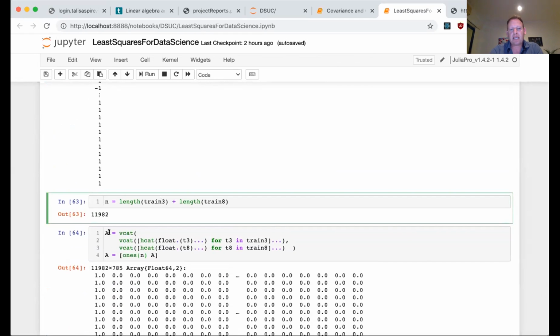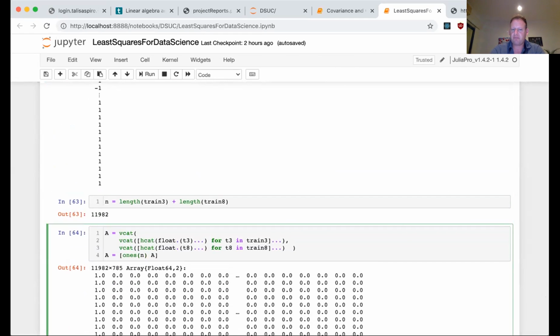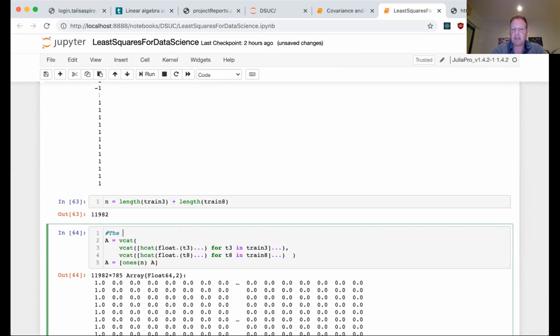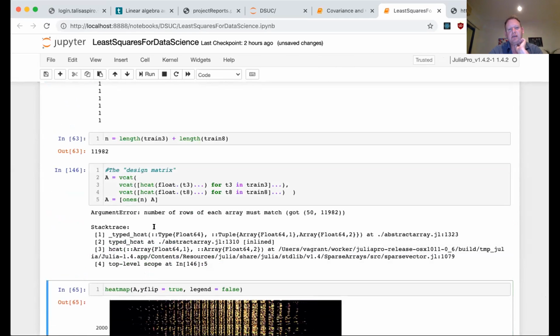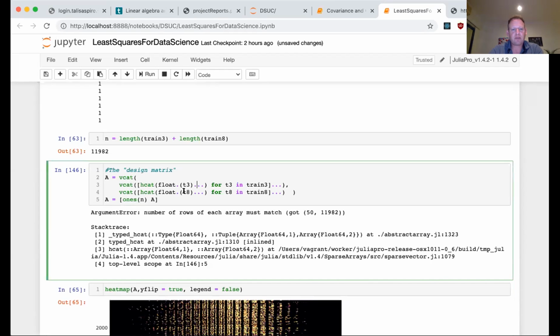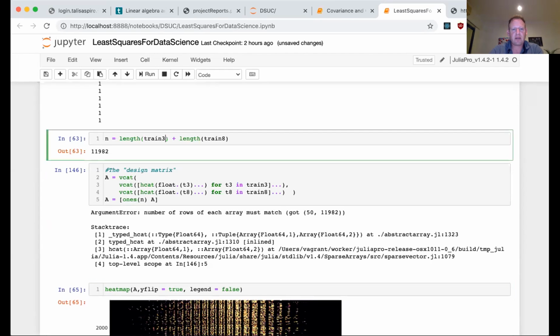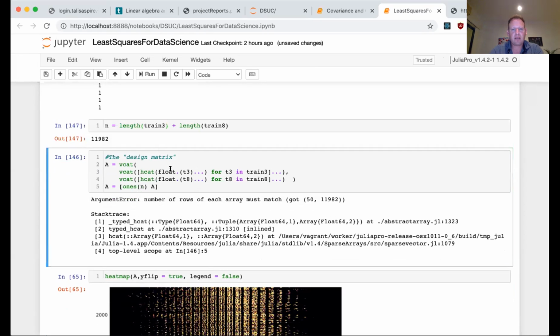Then the A, this is the A of least squares. This is the design matrix. I'm going to use some VCATs and HCATs, etc., but just see what happens with this A. Let's do this N and this A.